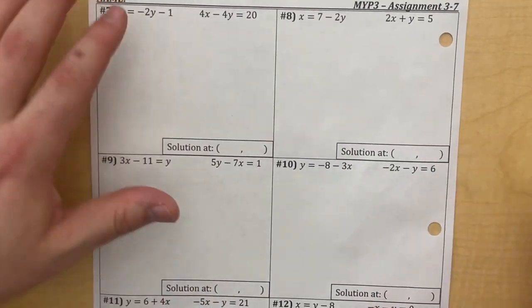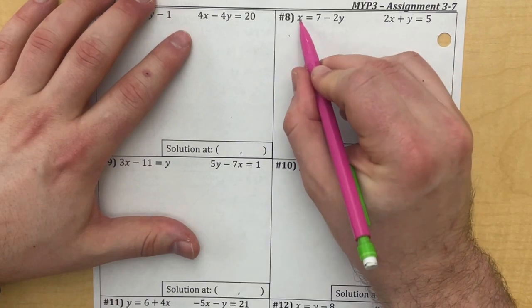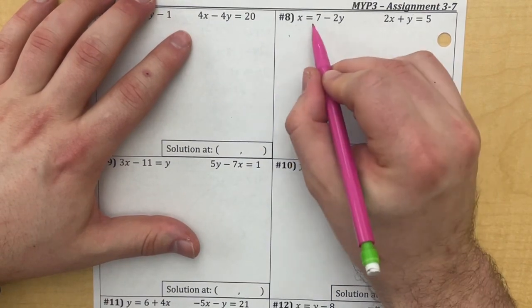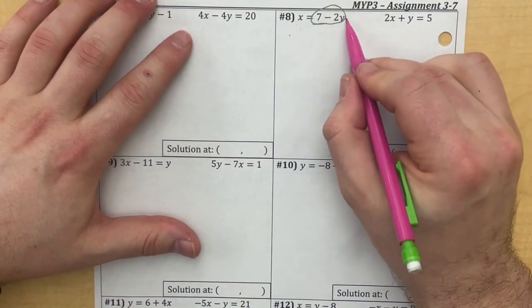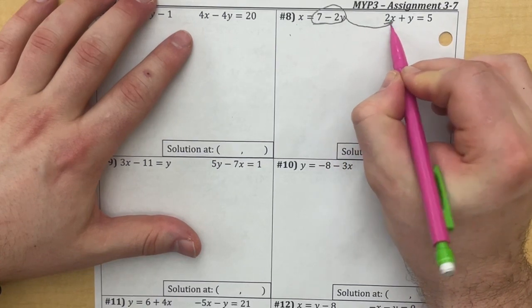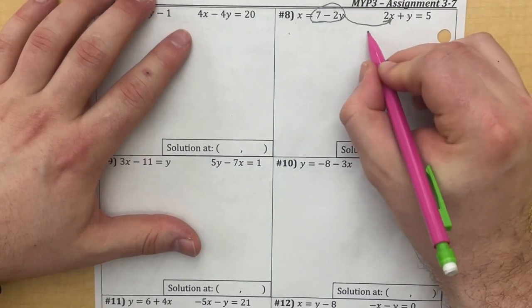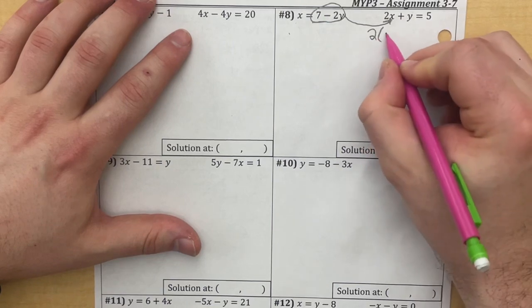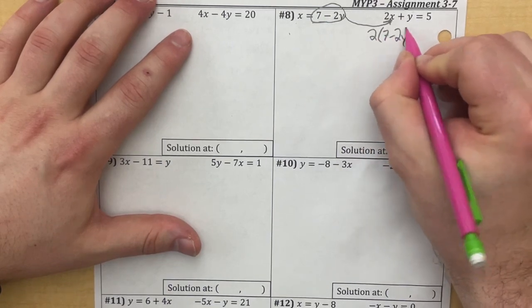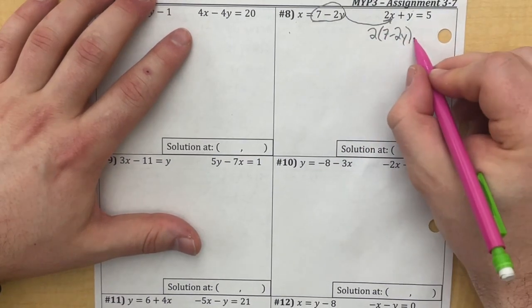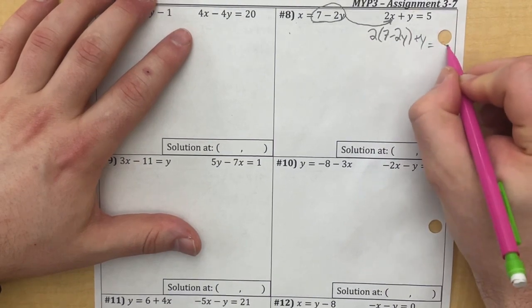On the back, it has this for number 8, gives our first equation in terms of x. So what I'm going to do is take this and plug it into the other equation for x. So I'm going to write it like this. I have 2 times a 7 minus 2y, and I have plus y equals 5.